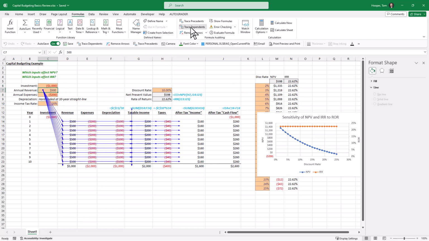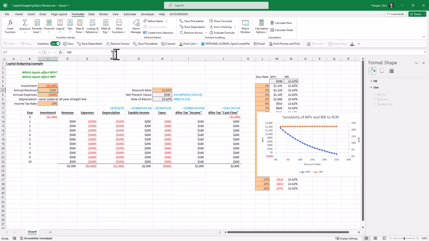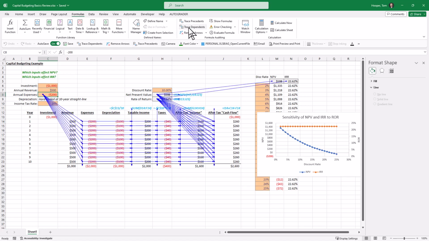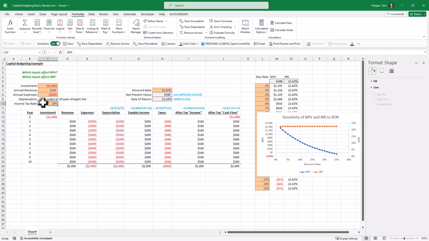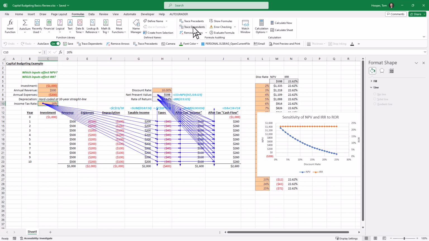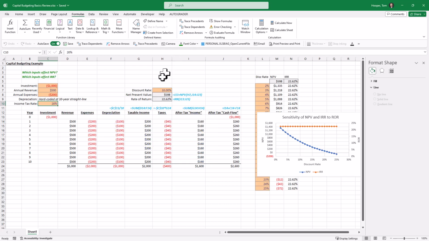Hit trace dependence about 5 times. It affects both. Annual revenue, of course it does. Remove arrows. Expenses affect both. And income tax rate affects both. Remove those arrows and let's try the discount rate.